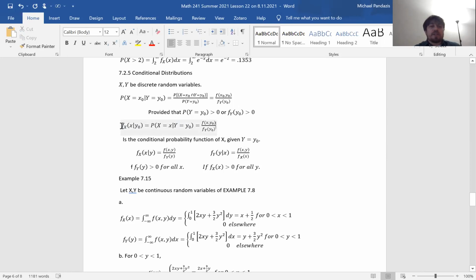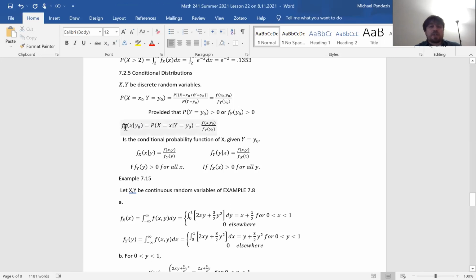Okay, so this is the probability. So f sub x of x given y naught, right? This is the probability that capital X equals little x given Y equals y naught. We already know that this is the conditional probability function of X given Y equals y naught.